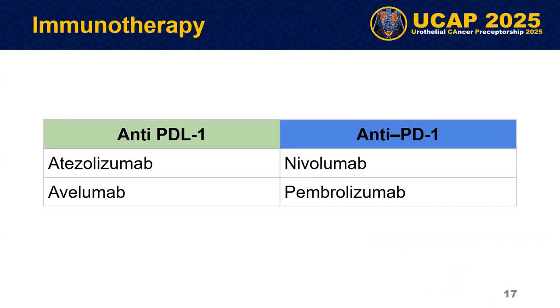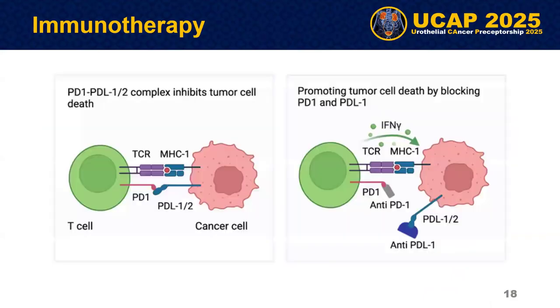Okay, next we will move into immunotherapy. If you can remember, one of the hallmarks of cancer is actually avoiding immune destruction. And the common agents used here are anti-PD-L1, atezolizumab, avelumab, or anti-PD-1s, nivolumab, or pembrolizumab. And I think this is a good photo to illustrate escaping immune mechanisms and also how we reverse that.